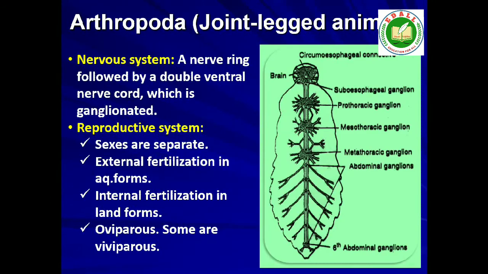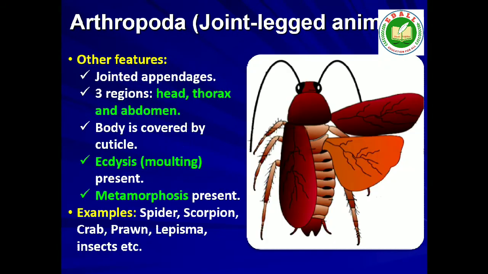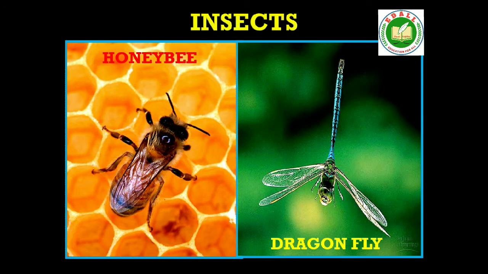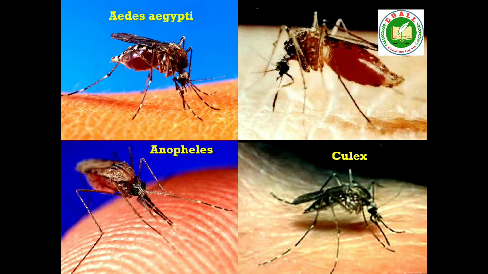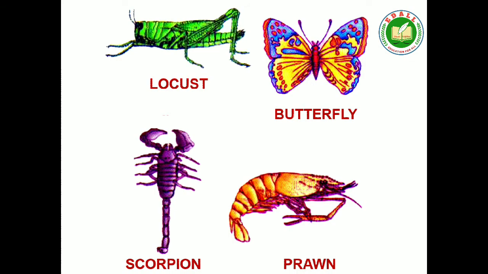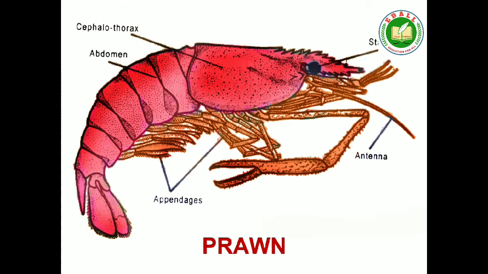They are mostly dioecious. Fertilization is usually internal. They are mostly oviparous. Development may be direct or indirect. Examples: economically important insects are Apis, also called honeybee, Bombyx, also called silkworm, Laccifer, also called lac insect. Vectors are Anopheles, Culex and Aedes, mosquitoes. Gregarious pest is Locusta, also called locust. Living fossil is Limulus, also called king crab.